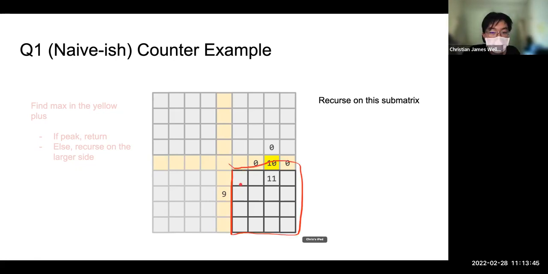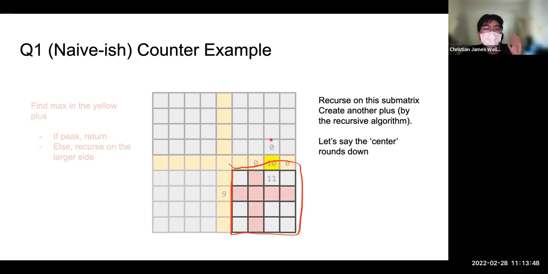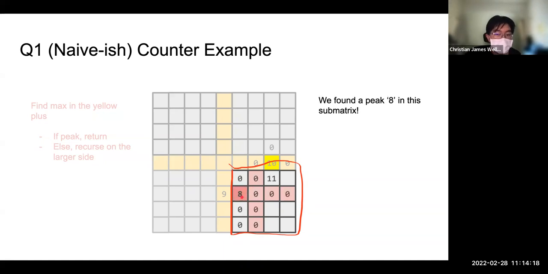Okay, so we recurse on this sub matrix here, and then let's create another plus by our recursive algorithm. I couldn't draw a square large enough to fit a properly placed plus, but I hope this illustrates it, let's say we round down the center, right? So we create another plus by our recursive algorithm. In our algorithm, we find the max in this plus. So let's say we found the max. The max is actually 8, right? In this sub matrix, it's actually 8.